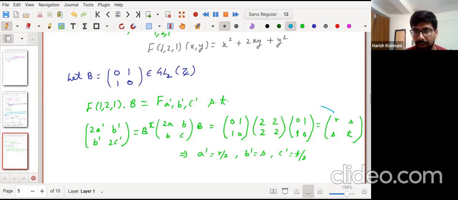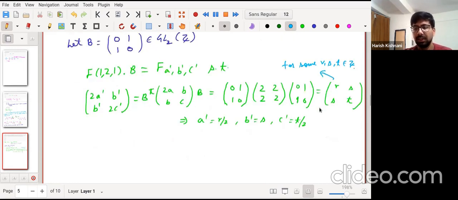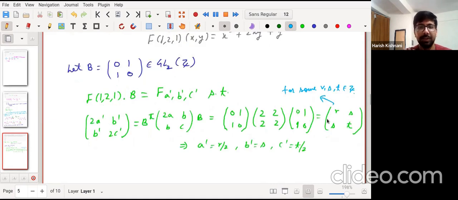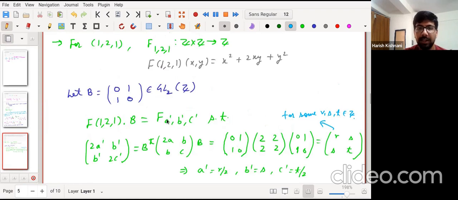So I'm just stating the result: for some R, S, T belonging to Z, whatever is the outcome of this multiplication, it should be of this form, and then you can compare this with this matrix. So you will get the choices for A dash, B dash, and C dash, and then corresponding to that you have a map f of A dash, B dash, C dash, and that map is equal to f of 1, 2, 1 dot B. Okay, so that's how this action is being defined.